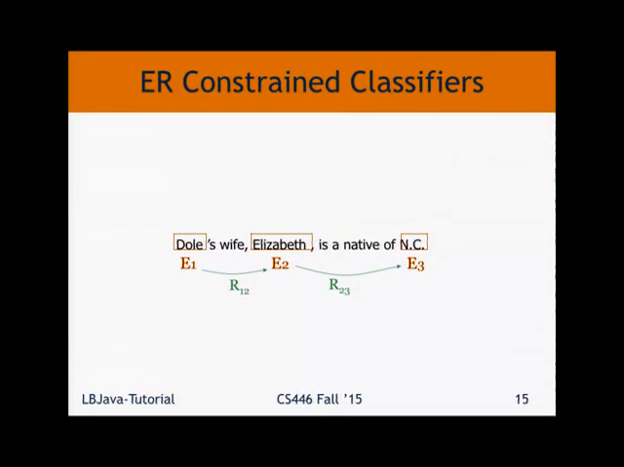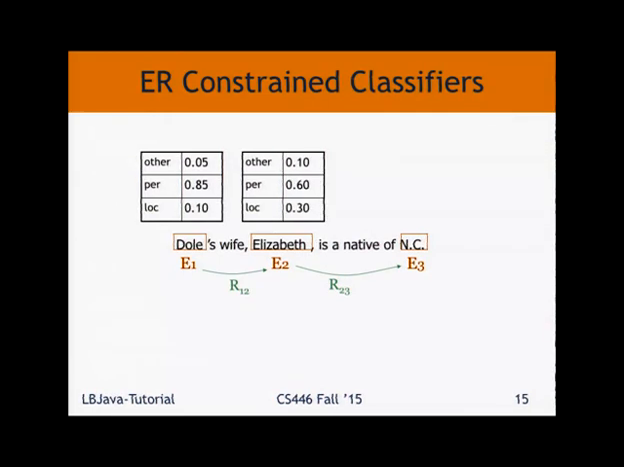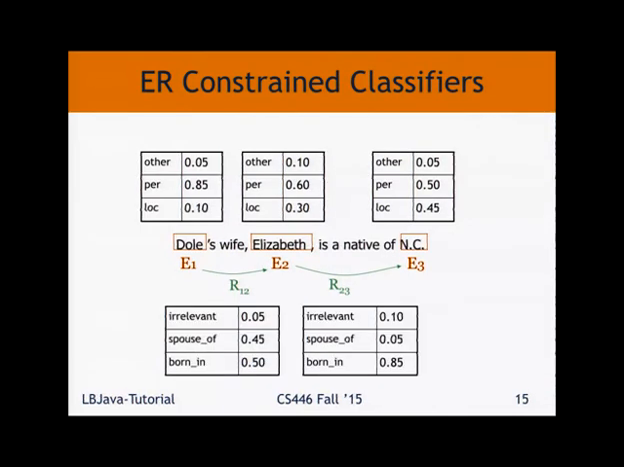So now we use these three classifiers that we defined. Assume that we classify Dole, and the score, or probability, is 85% for person. That's why the classifier tells us this is a person. Then we classify Elizabeth. It says 60% person is the highest, so this is a person. And here, NC is also a person, because person is 50%, the other is 45%, and only 5% for other.